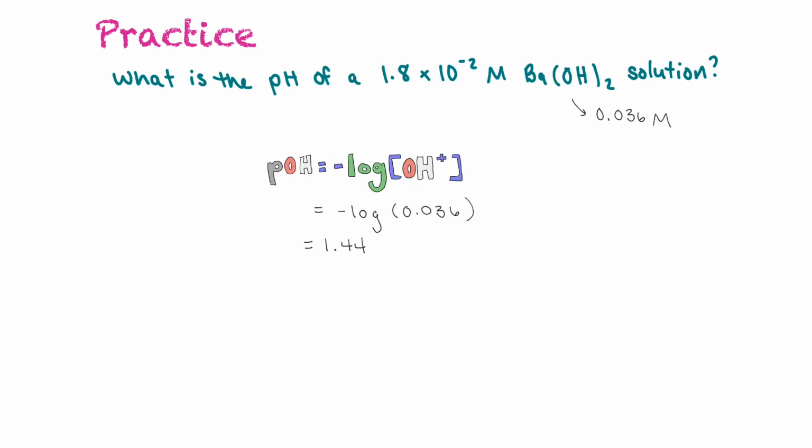We need to know the pH. So pH is equal to 14.00 minus 1.44, and that is equal to 12.56. So that's the pH of this solution.